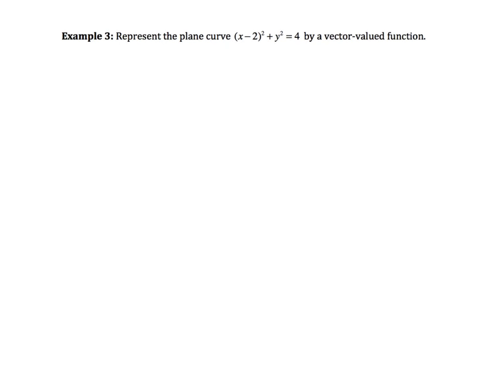Okay. So here we are asked to represent the plane curve, which looks to be a circle, by a vector-valued function. So if we know what this looks like, we should most certainly draw it first. All right, so let's get our coordinate plane. Looks like we have a circle, and that circle is centered at 2, 0.